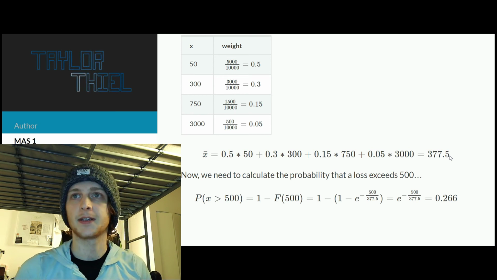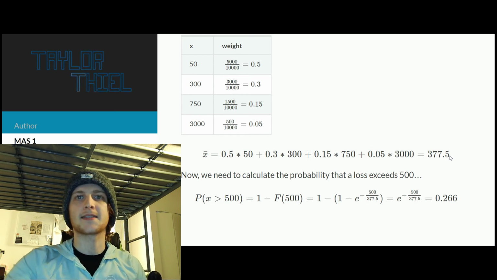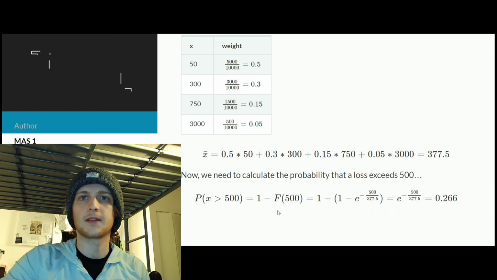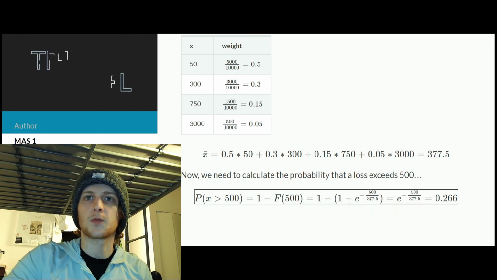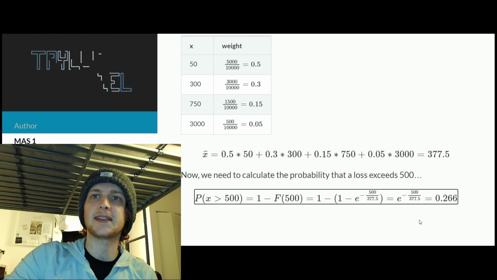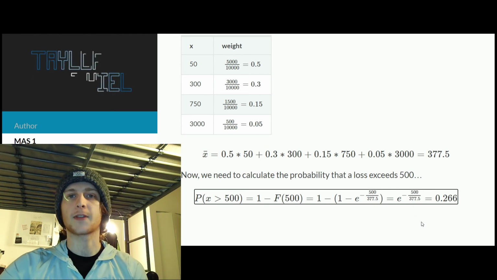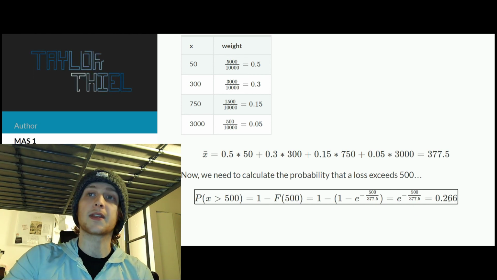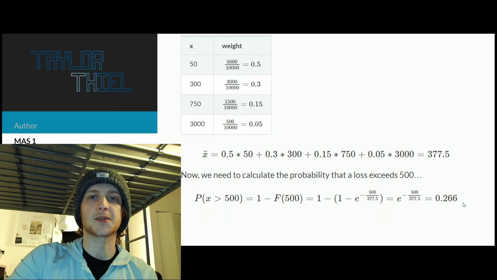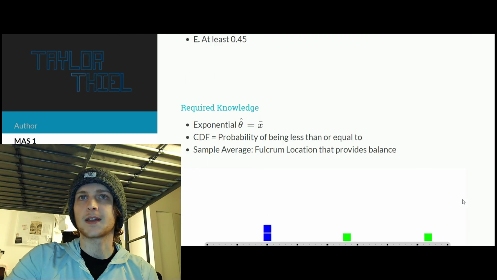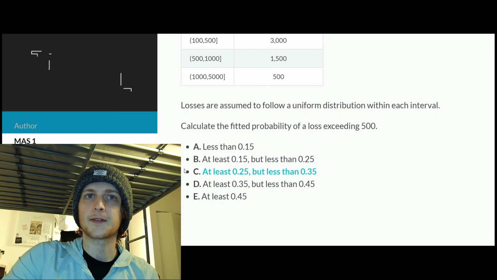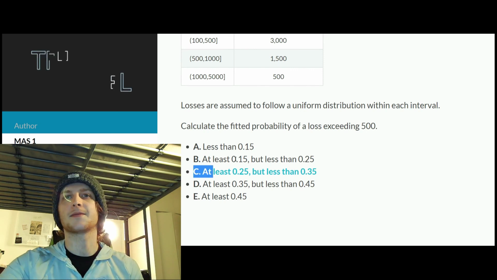So at this point, we then need to answer the actual question, which was, what is the probability that a loss exceeds 500? And so 1 minus the CDF is what we have here. Those 1's cancel, and then all you're left with is e to the negative 500 over that theta hat. And so we end up with an answer of 26.6%. And scrolling up, we see that falls in the range of C. So that's our final answer.